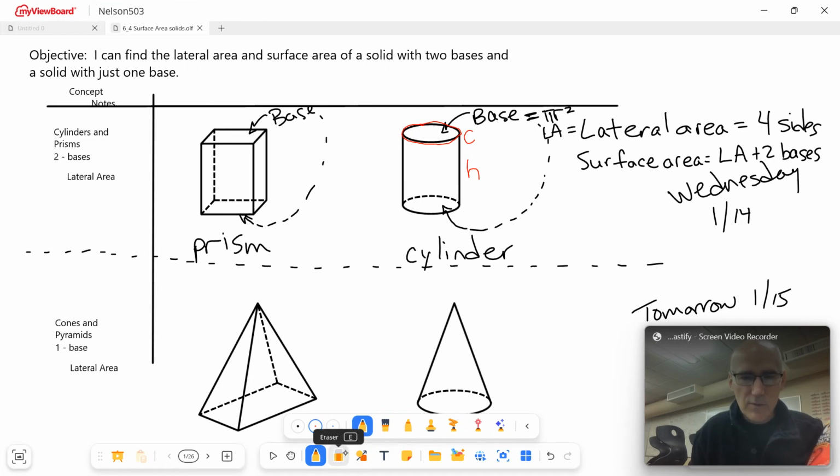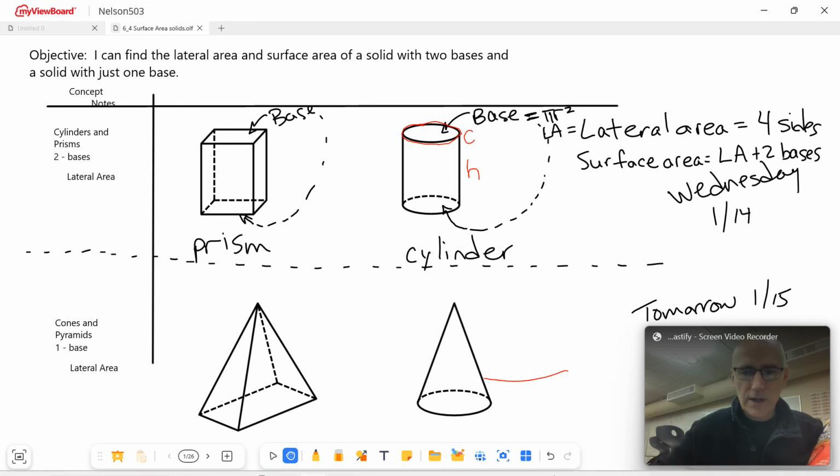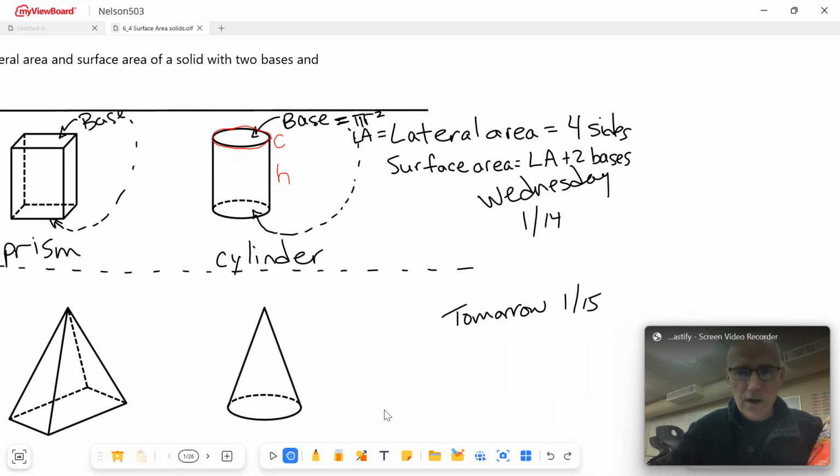Oh, geez, I got to move my stuff over here. Oh, shoot, it didn't let me do it. Hold on. Patience, please. Thank you very much. So let's move this guy over.